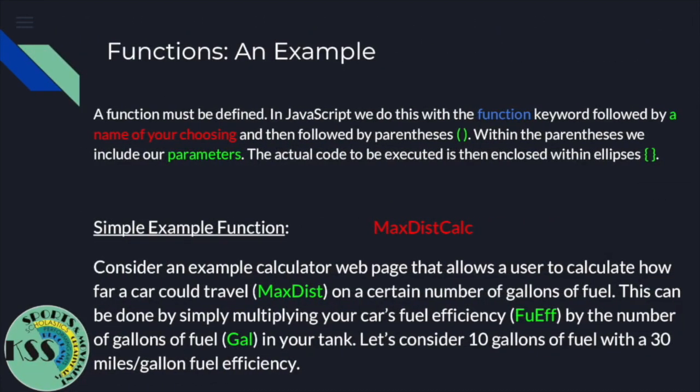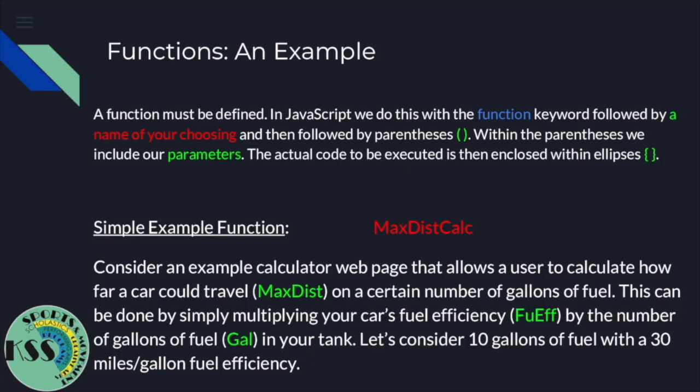A function must be defined. In JavaScript, we do this with the function keyword followed by a name of your choosing and then followed by parentheses. Within the parentheses, we include our parameters. The actual code to be executed is then enclosed within curly braces.